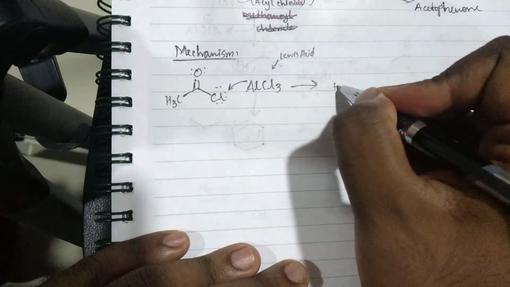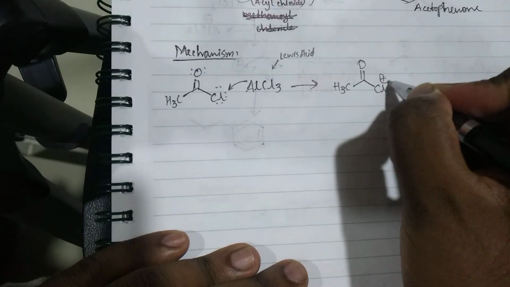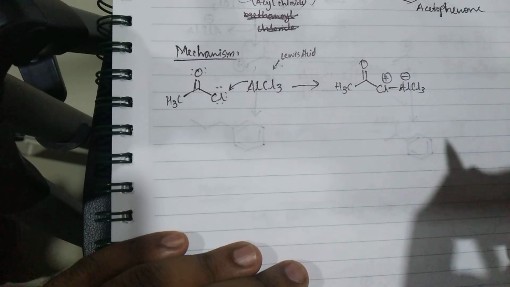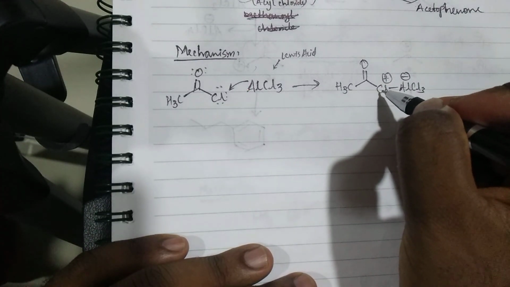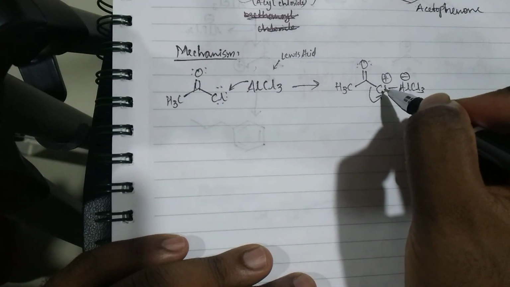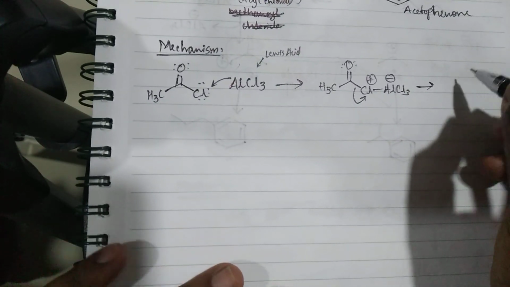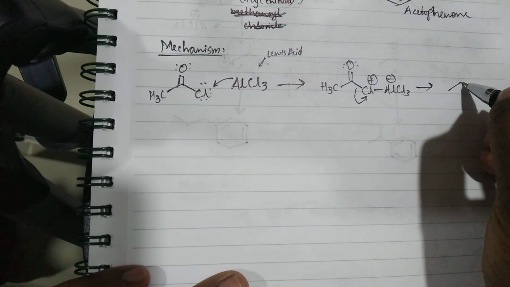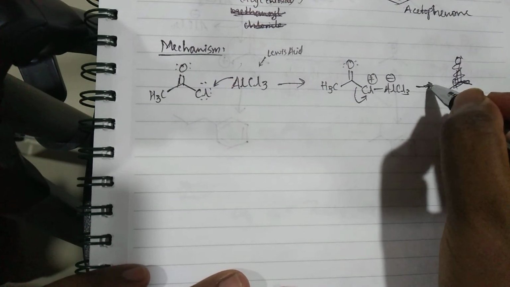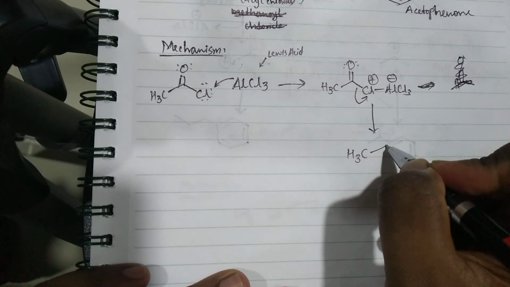And you will have a structure which looks something like this. Aluminum will have the excess electron right now. Since chlorine is positively charged, this bond will break, this chlorine will go away with AlCl3, and you will have an acylium ion here. Sorry, I just made a mistake. I'll just draw the arrow down. You will have the acylium ion generated.